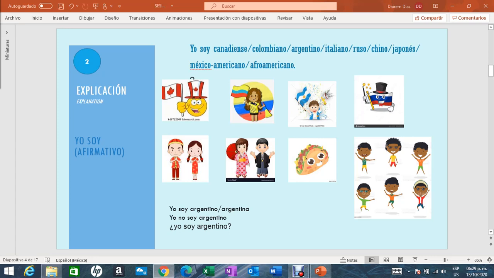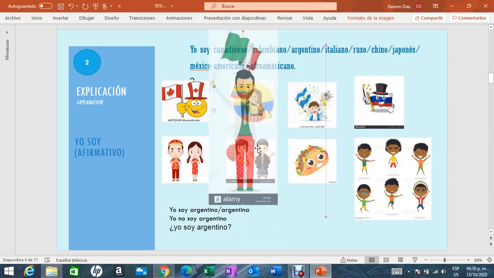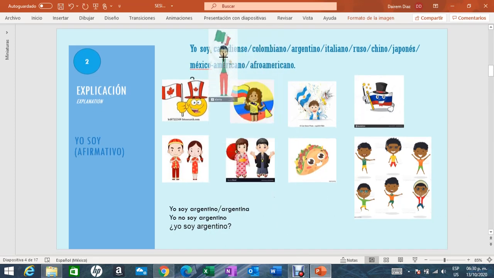But while I download the image, what do you think would be the way of saying I am Italian? That is correct. Yo soy italiano. What is the negative form? The negative form is yo no soy italiano. And here's the Italian guy with the Italian flag.